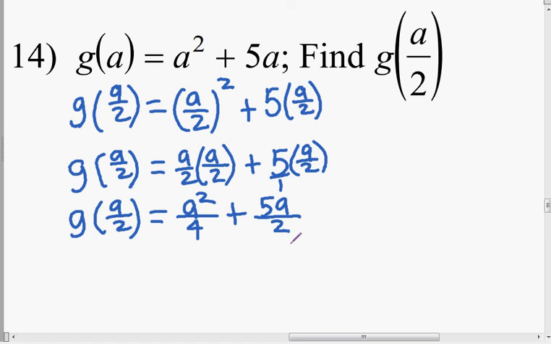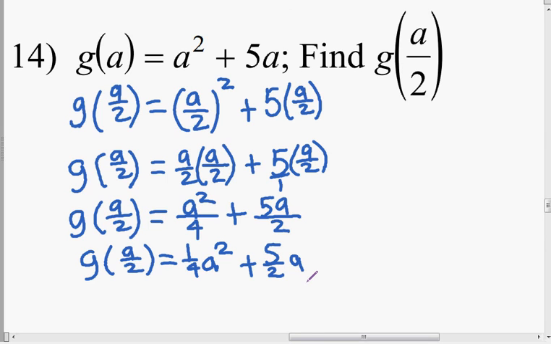I have eliminated the parentheses. I have combined like terms. Really didn't have any like terms. If you want, you can write this as g of a over 2 equals 1/4 a squared plus 5 halves a. Either one, though, is an acceptable answer.